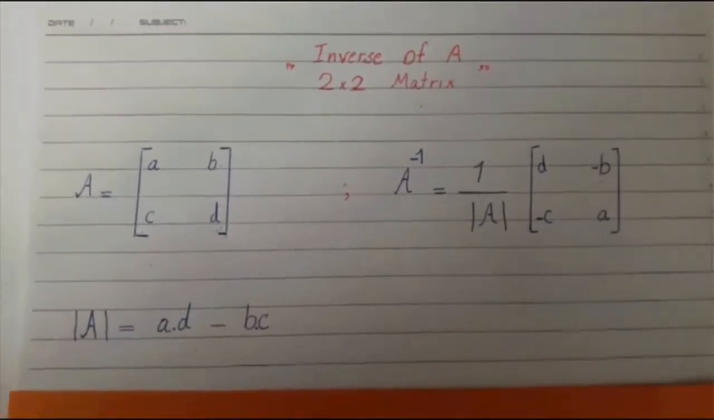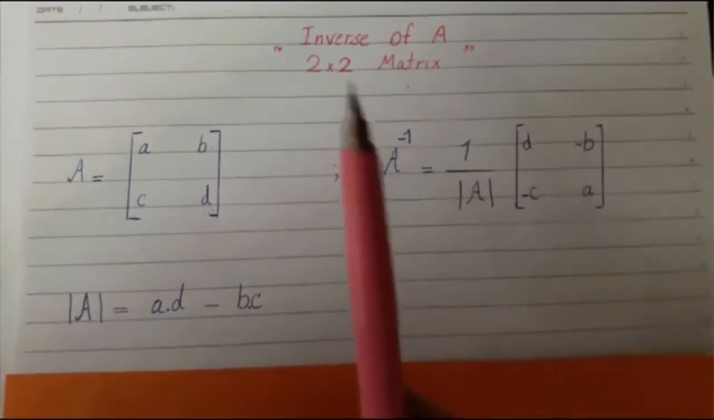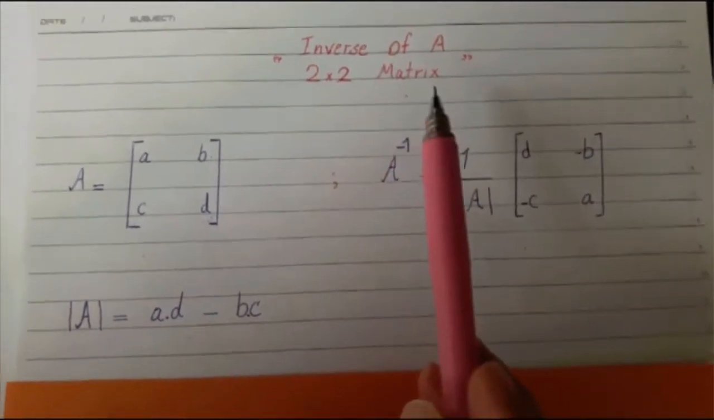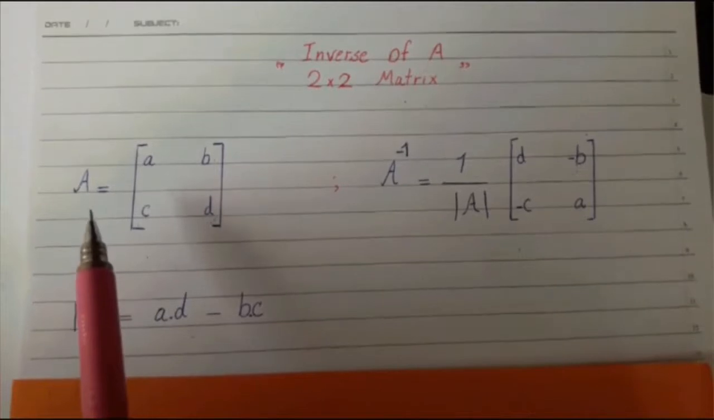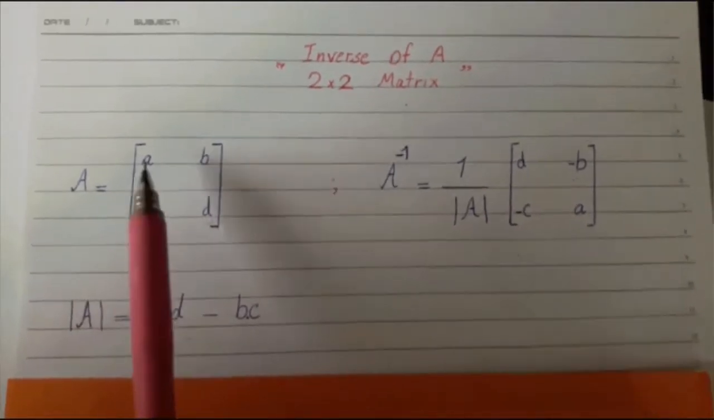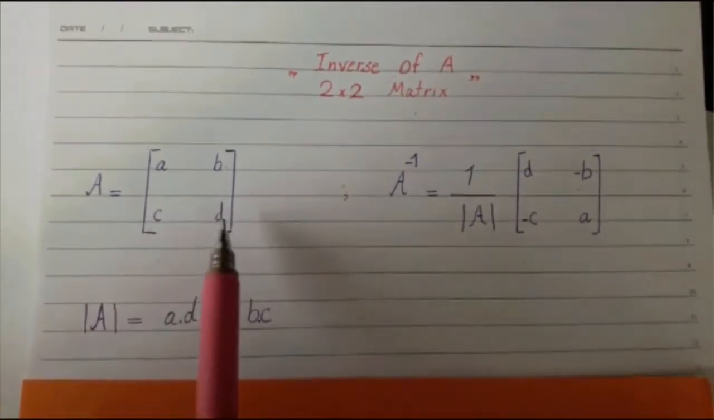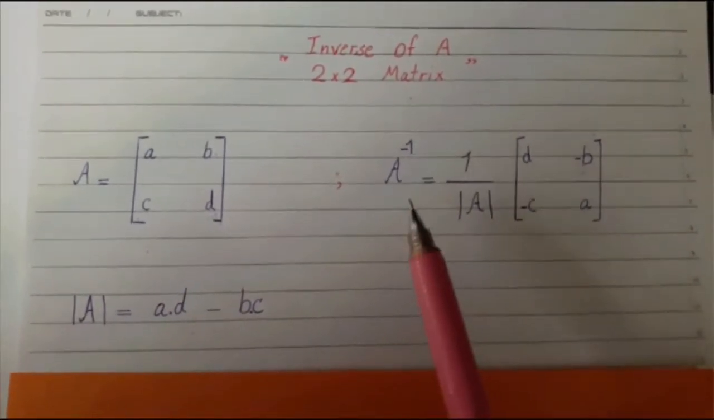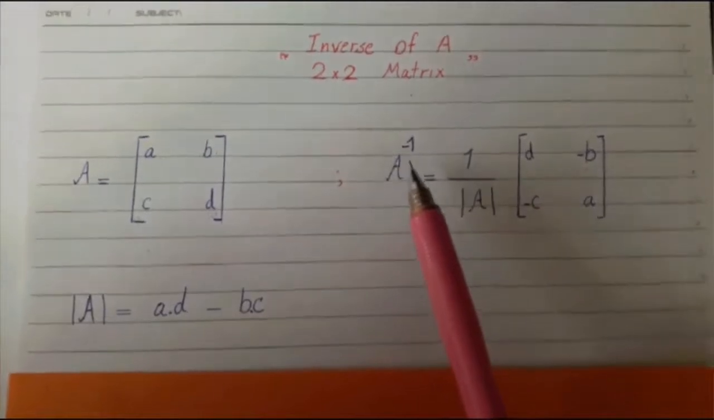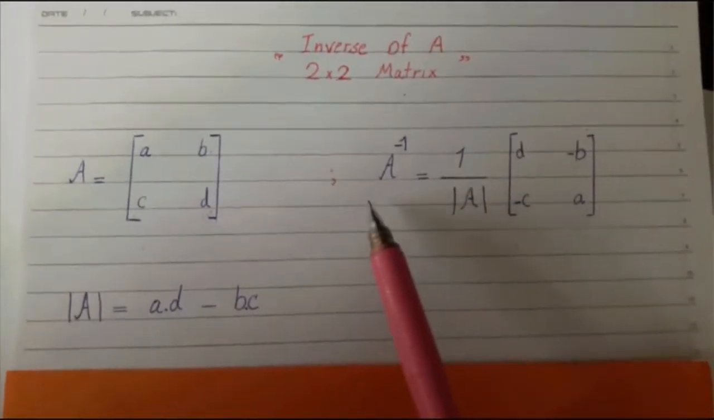Hello everyone, in today's lesson we are going to find the inverse of a 2 by 2 matrix. We suppose that we have a matrix A which is 2 by 2 with these following elements: A, B, C, and D. A power negative 1 means that we are going to find the inverse of the matrix A. This is how we show it.